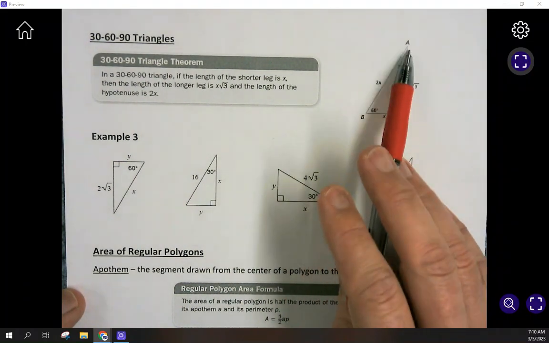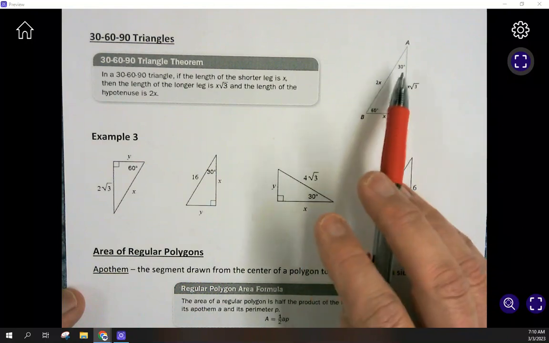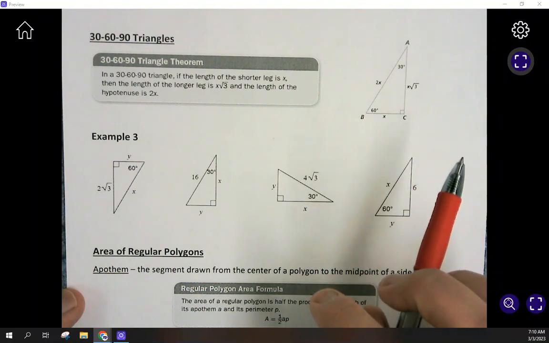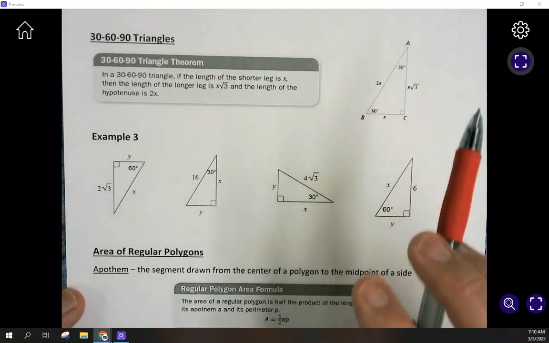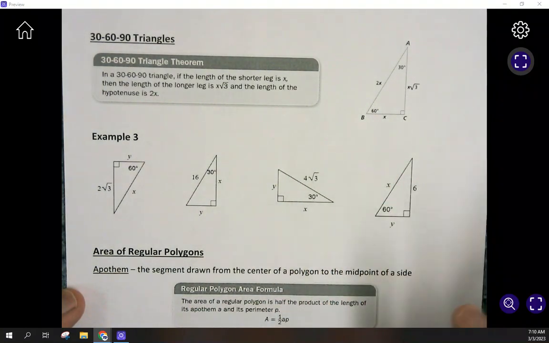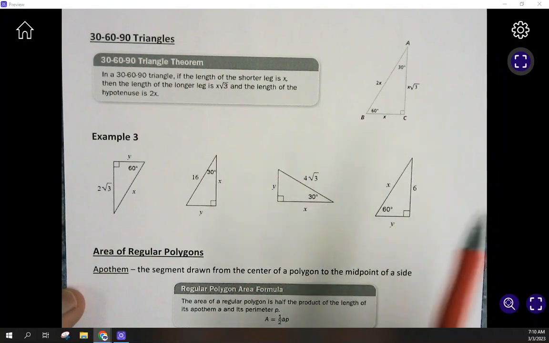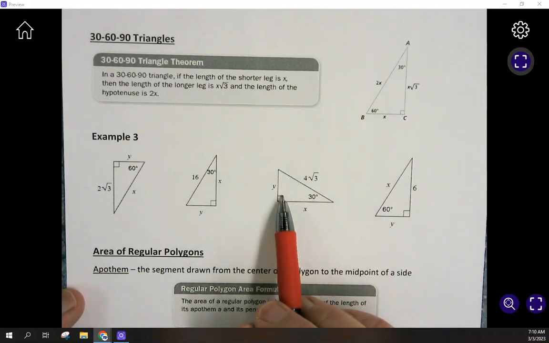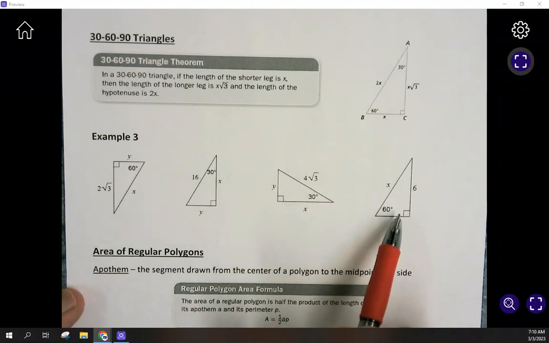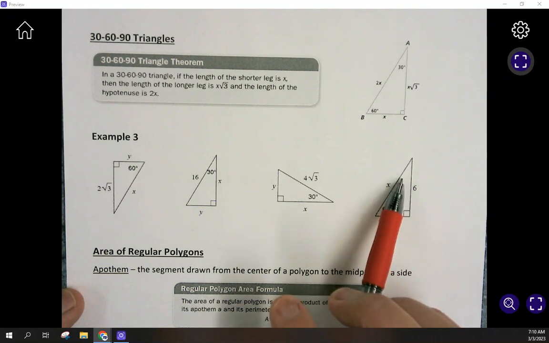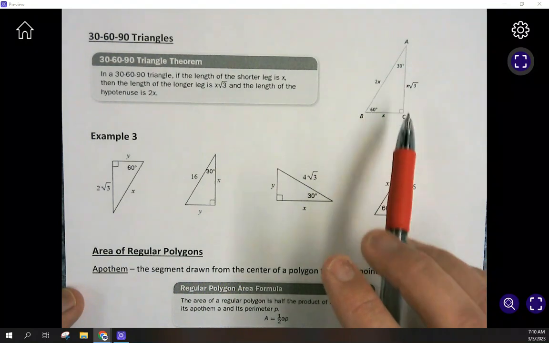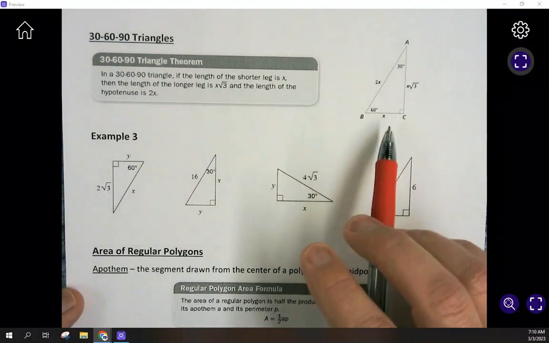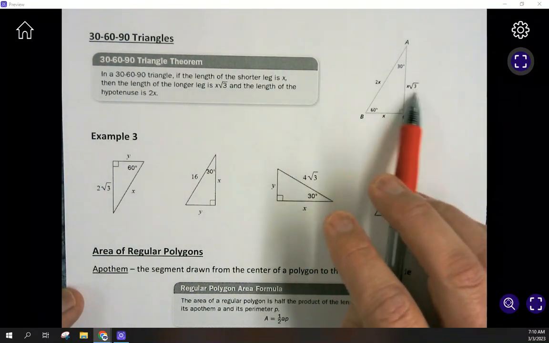Okay, so again, this is only going to work when we have a right triangle with a 30 and a 60. Now, just remember, as you look down to these ones, we don't need the third angle given to us. We know that the sum of the interior angles of a triangle is 180. So if I have a 90 and a 30, I know this one's 60. If I have a 90 and a 60, I know this one's 30 because they're going to have to add up to 180.